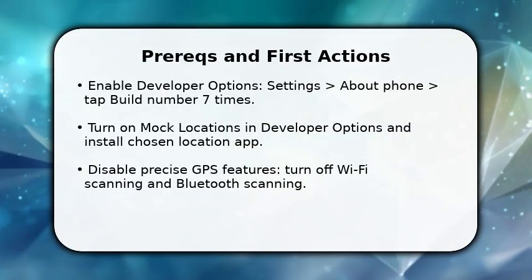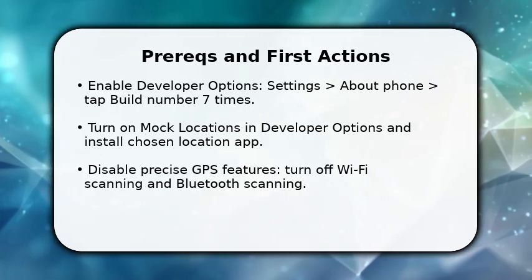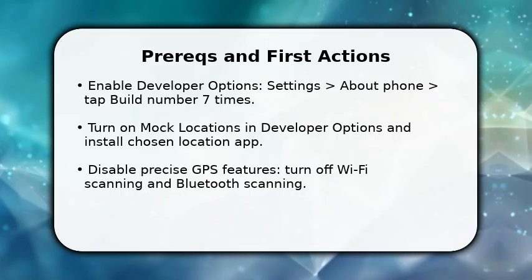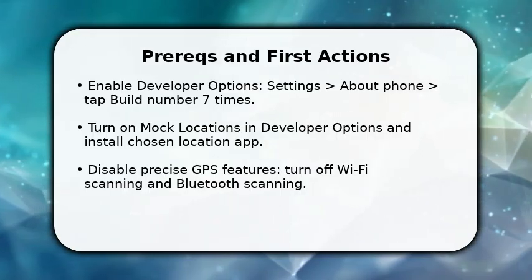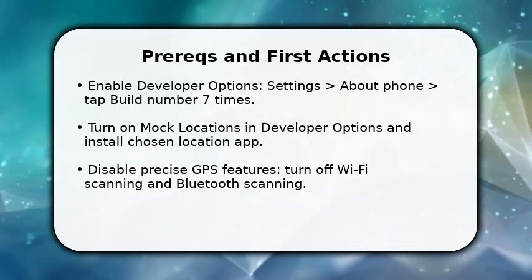You start by preparing the device so the system accepts a fake position. First, enable developer options and give yourself the mock location toggle. Then install and allow a reliable mock location app. Once installed, set it as the mock app in developer options.